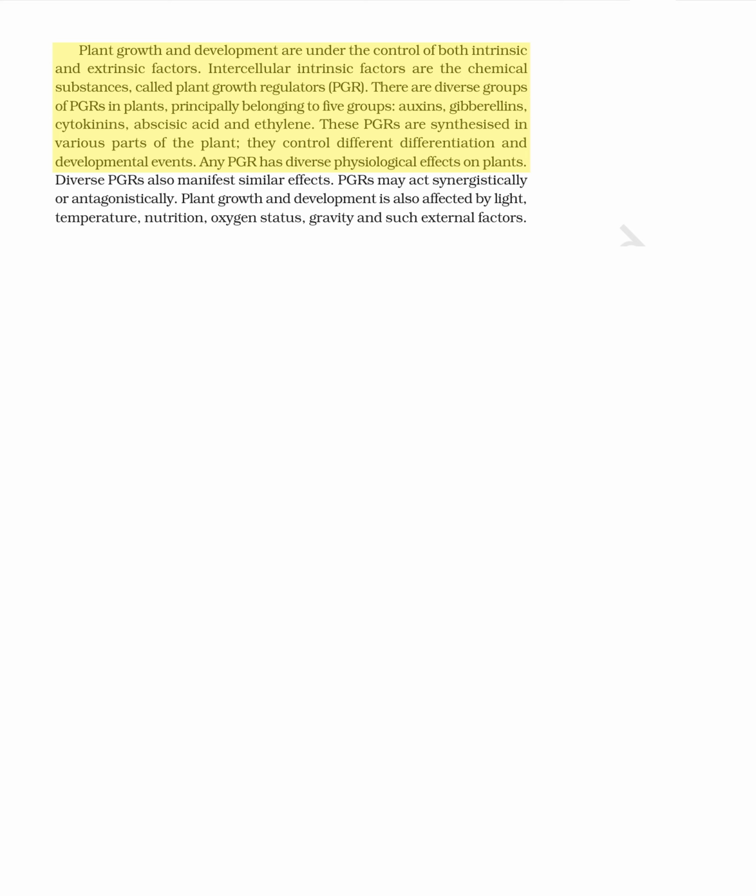There are diverse groups of PGRs in plants, principally belonging to 5 groups: auxins, gibberellins, cytokinins, abscisic acid, and ethylene. These PGRs are synthesized in various parts of the plant. They control different differentiation and developmental events. Any PGR has diverse physiological effects on plants. Diverse PGRs also manifest similar effects. PGRs may act synergistically or antagonistically. Plant growth and development is also affected by light, temperature, nutrition, oxygen status, gravity, and such external factors.